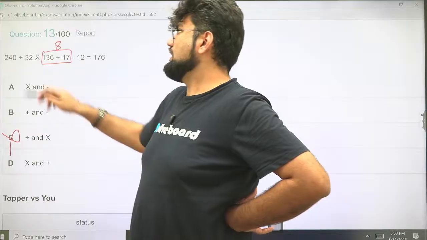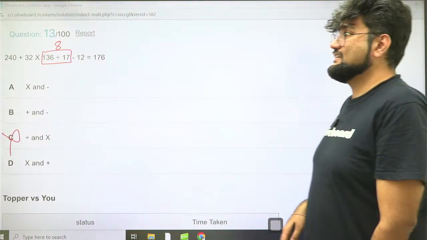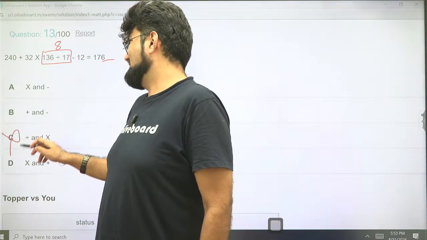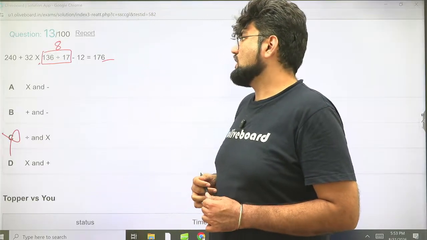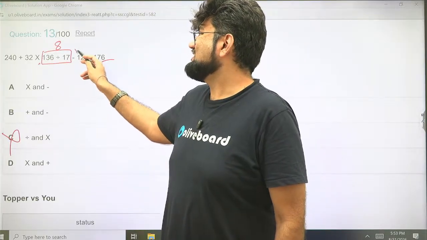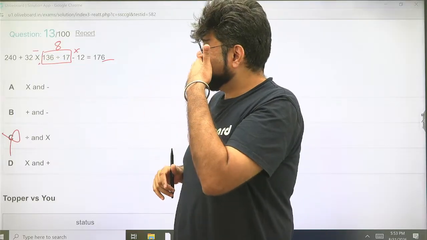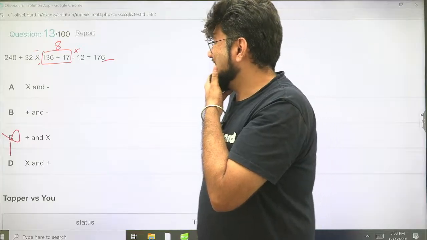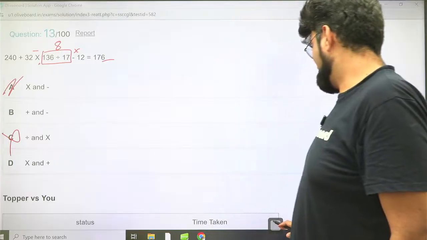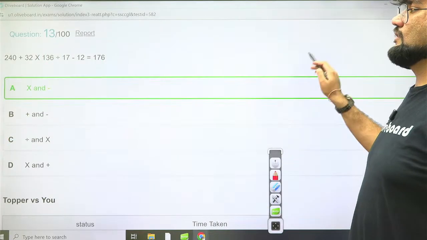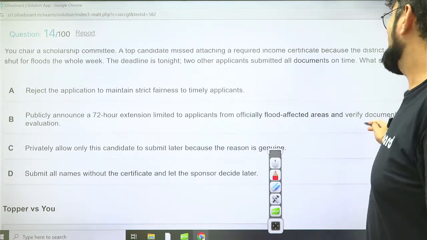So this is 8. Now 8 into 32 is 256. 256 and 240 is 496. This is not going to yield 176 at all. So that means into is a problematic thing here. Into can be shifted. Think about that now. Into and minus you will check. So when we check here, this is into and this is minus. So 240 plus 32 minus 96. So 272 minus 96 and that's it, 176. Option A is the right answer. So this is how we check it. 50 seconds. Calculation is probably slow. Next.